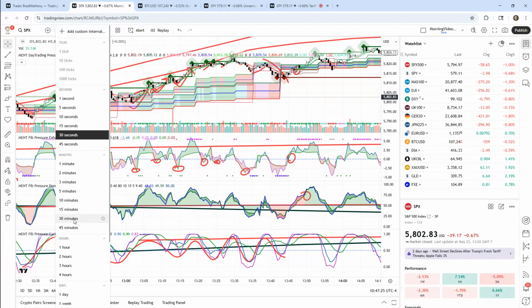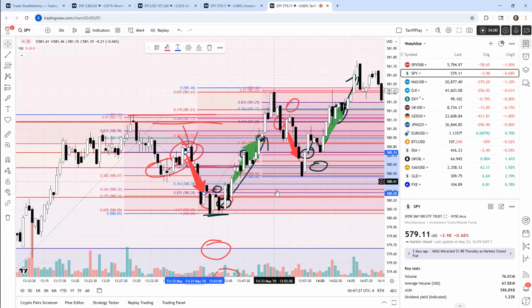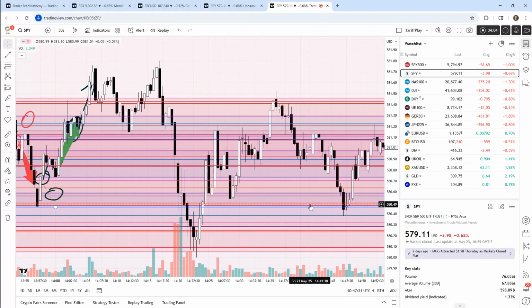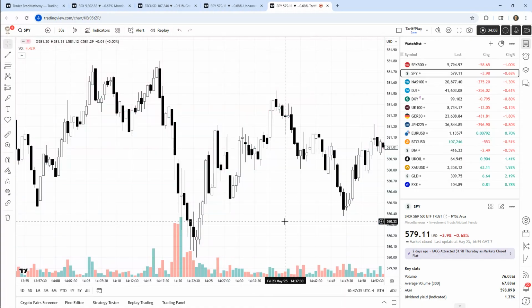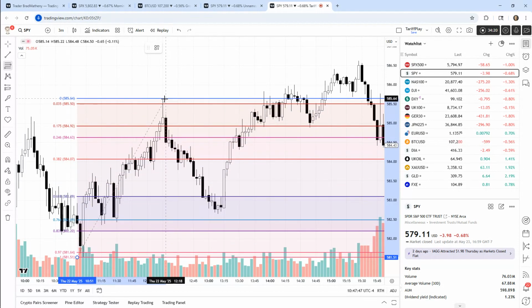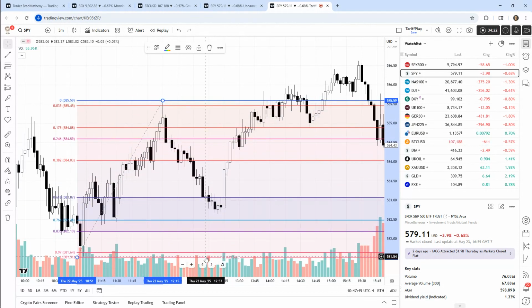I'm going to go back over here to 30-minute and come back over here as I've been teaching you to trade these ranges. It's just a matter of, if I clear everything off of this chart, and this is 30-second, come down here to 5-minute or 3-minute, you take the last range. So you go from this low to this high.